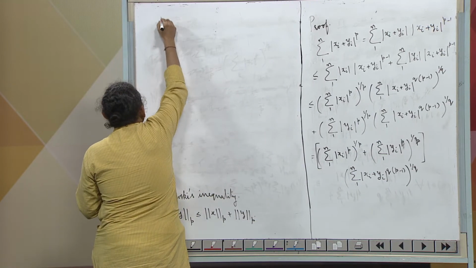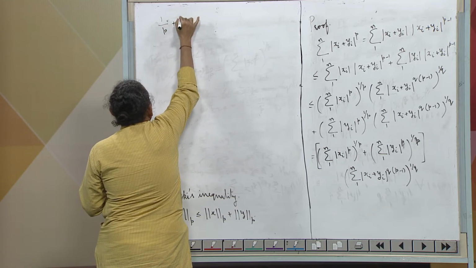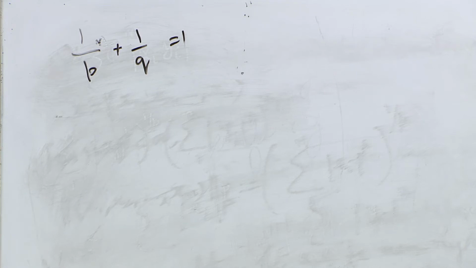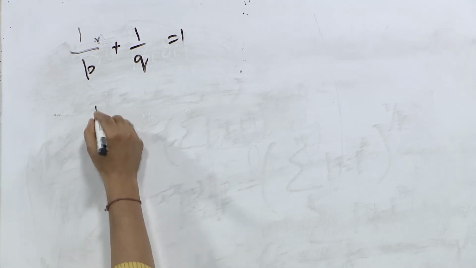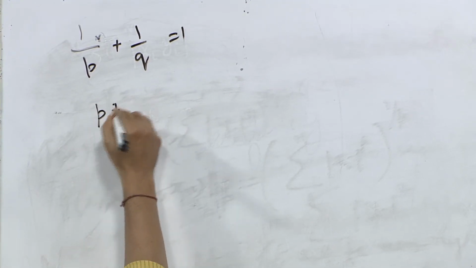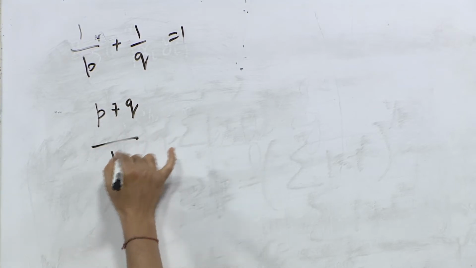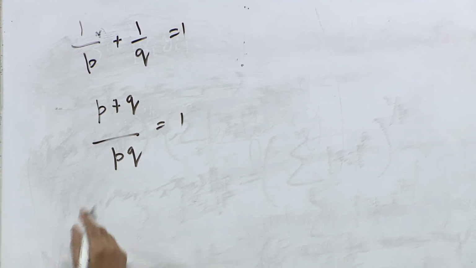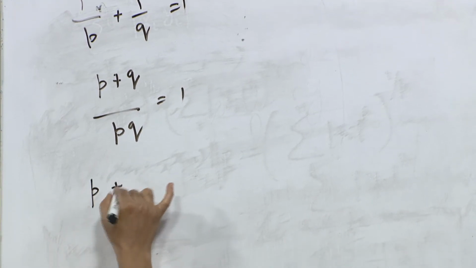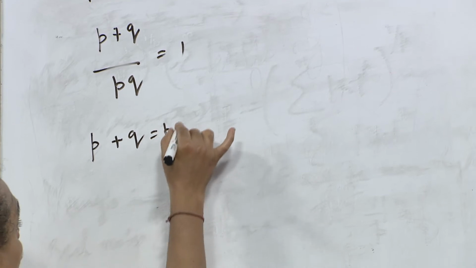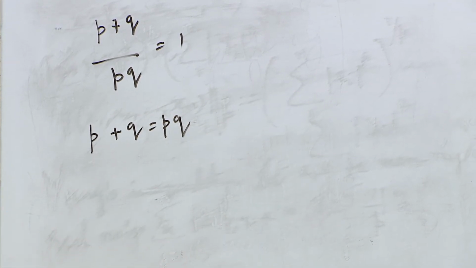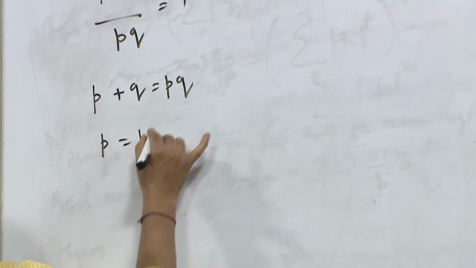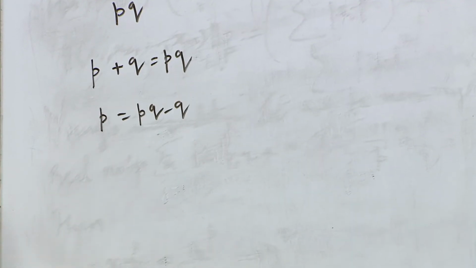What we know is that 1 by p plus 1 by q is 1. So, if you multiply, you will simply have (p plus q) upon p q is 1. So, now you will have p plus q equal to p q. What we wanted is p q minus q. So, p equal to p q minus q. So, this is what we have.